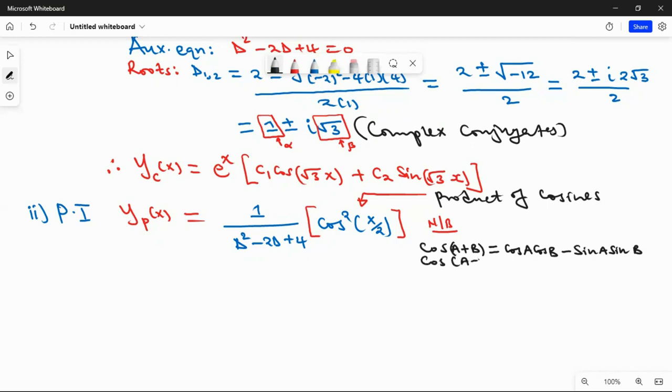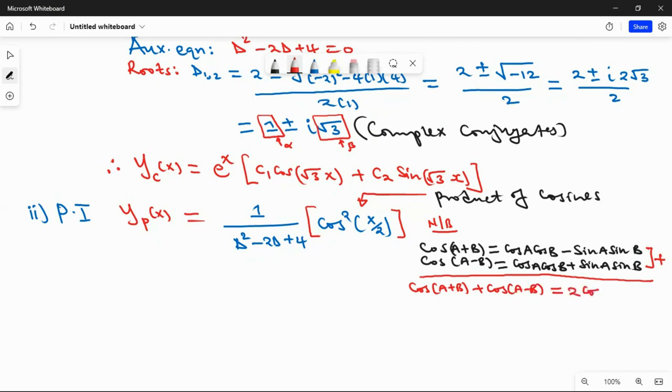cos(A minus B) is equal to cos A cos B plus sin A sin B. So if I want cos A times cos B, because I want the product of cosines only, I need to add these two identities. So let me add them. I'm going to get cos(A plus B) plus cos(A minus B) is equal to 2 cos A cos B.